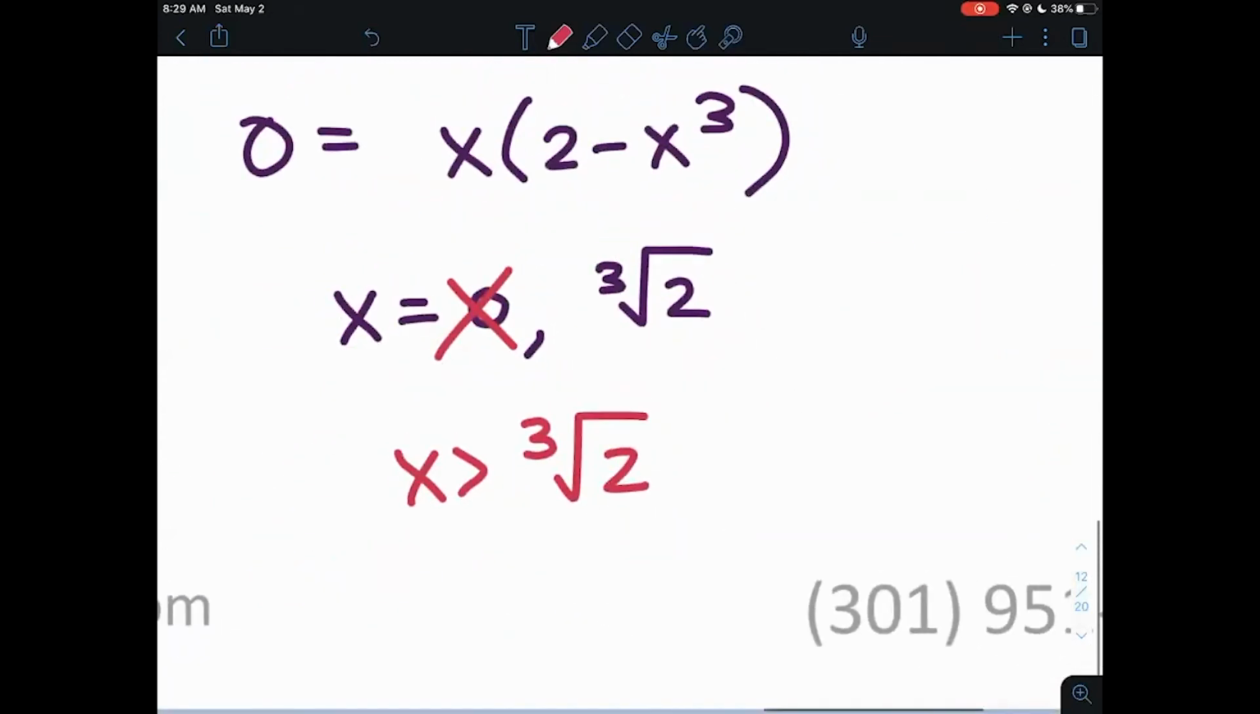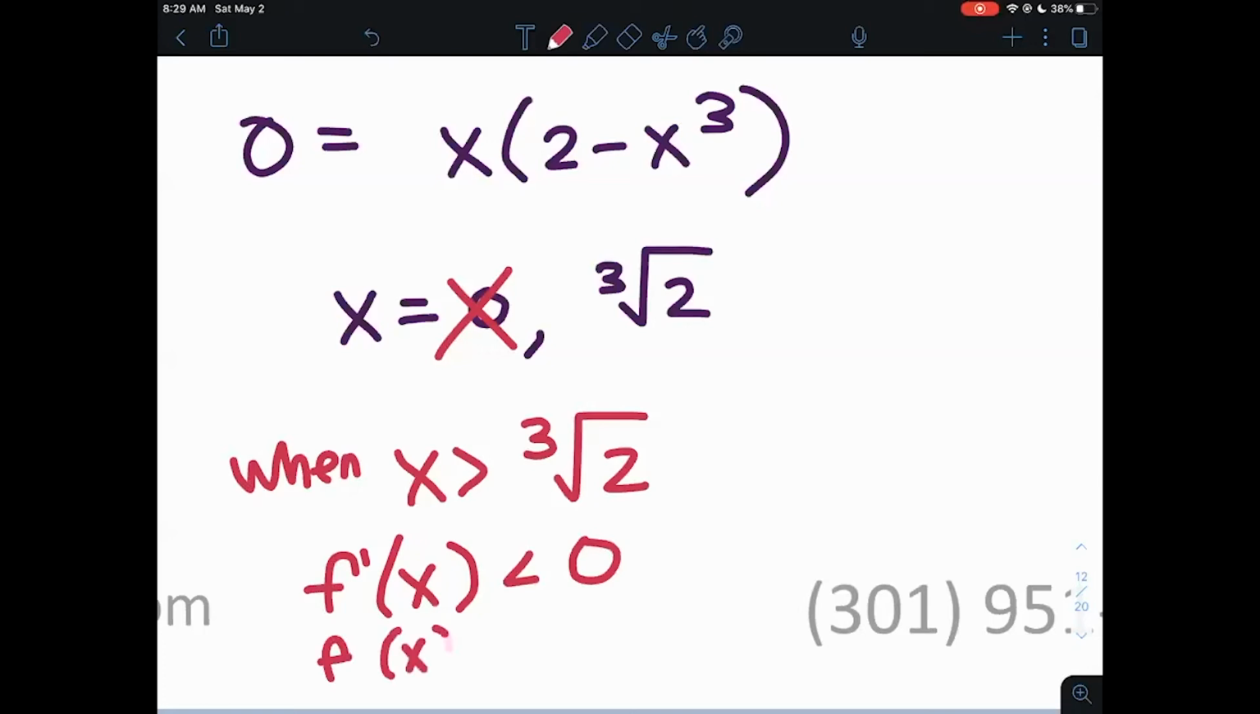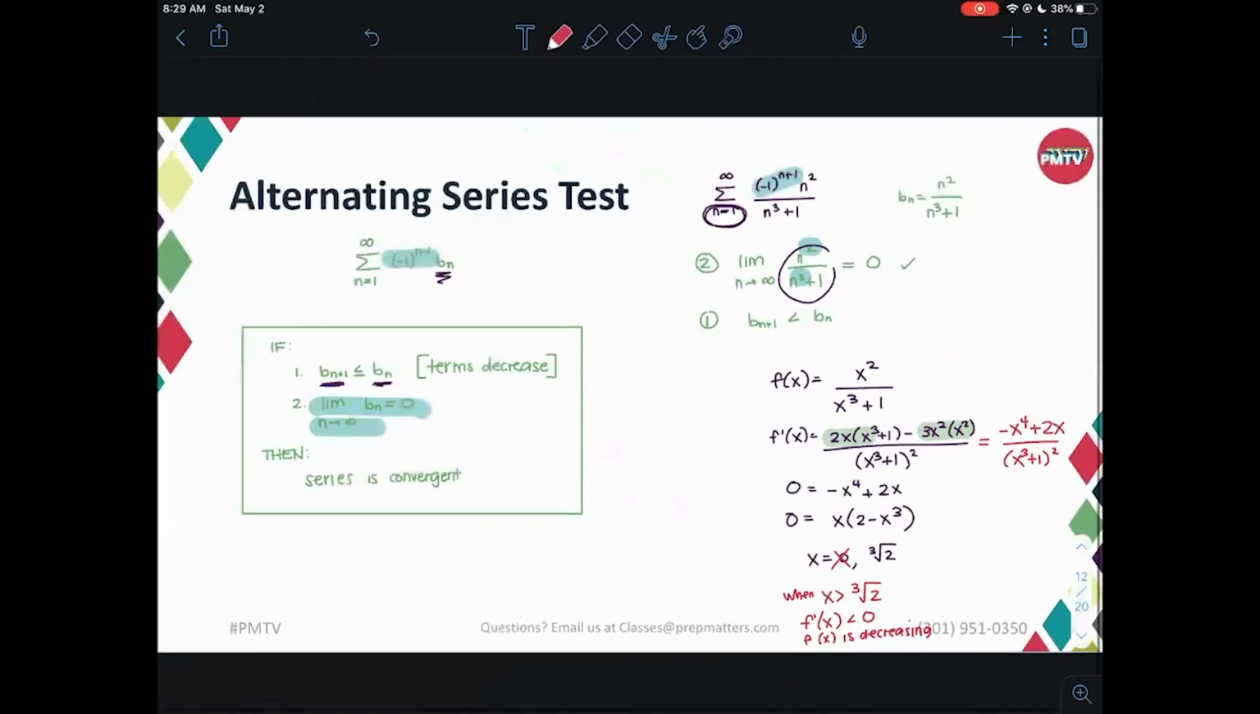So when x is greater than the cube root of 2, then the derivative of x is less than 0, which would mean the function is decreasing. So you can show that condition of the alternating series test either way that we just talked about. Find a derivative, go through all of your Unit 5 stuff, or set up this inequality and manipulate it algebraically until you get a statement at the end that you can definitely say is true for values of n greater than 1, greater than 2, greater than something small.